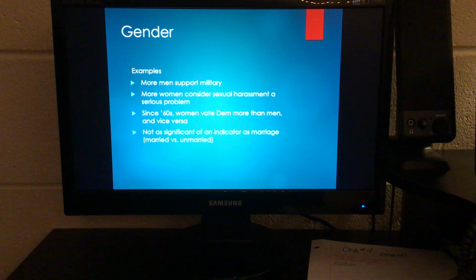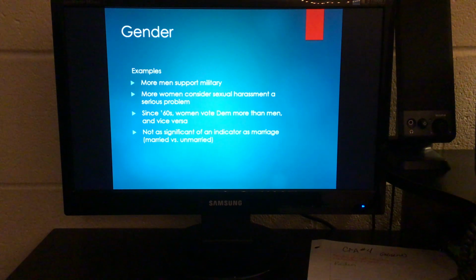Statistically, more women consider sexual harassment a serious problem than men. Maybe because, not saying men don't experience sexual harassment, but statistically it seems like women probably experience it more, therefore it's more of a big problem to them, right? And we're looking for the government to pass laws to protect us from that.